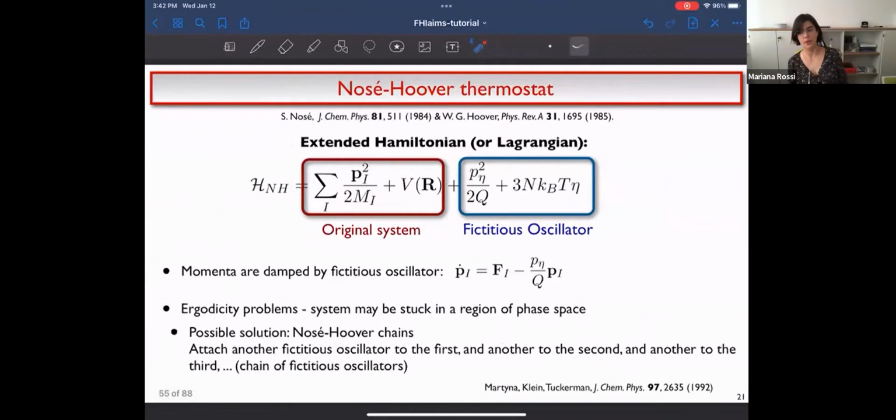And one has to be careful with this type of thermostat, because if you use only one of them, since it's a harmonic fictitious oscillator, the system can get stuck in a region of phase space, the dynamics might not become ergodic, and normally you have to attach a chain of these Nose-Hoover thermostats to overcome this ergodicity problem. And this has been realized quite early on in this publication here. So a Nose-Hoover chain is what normally you have to use in order to get good temperature control with this type of thermostat.